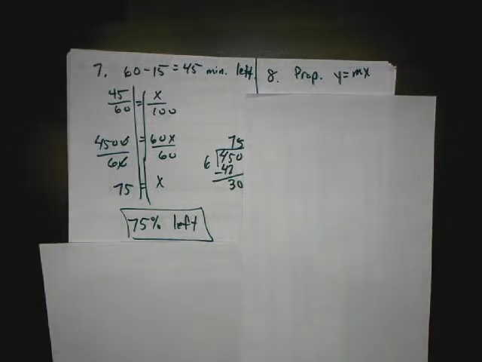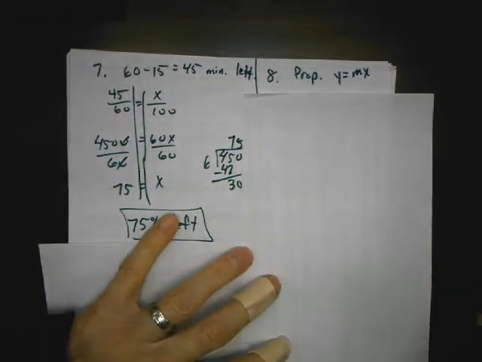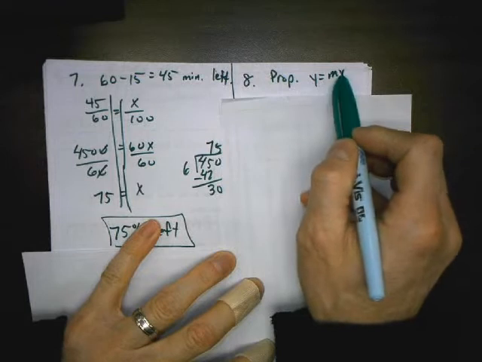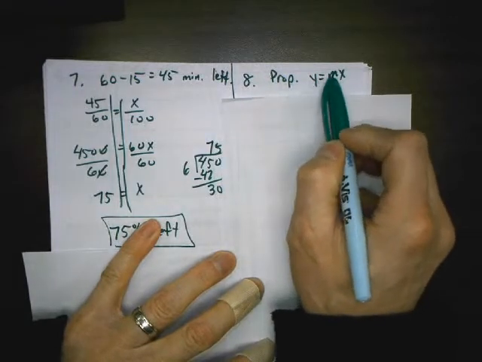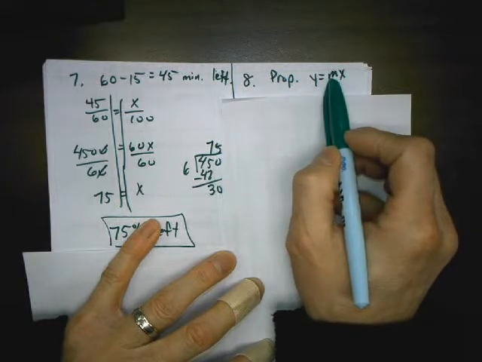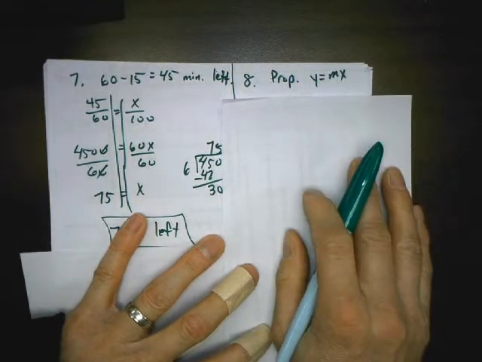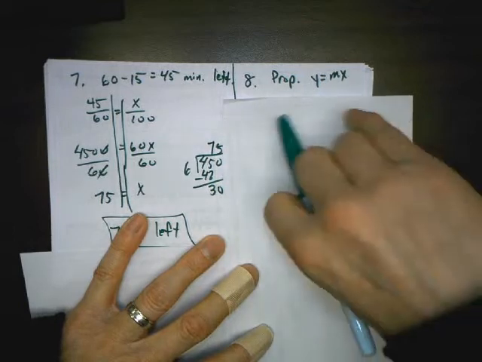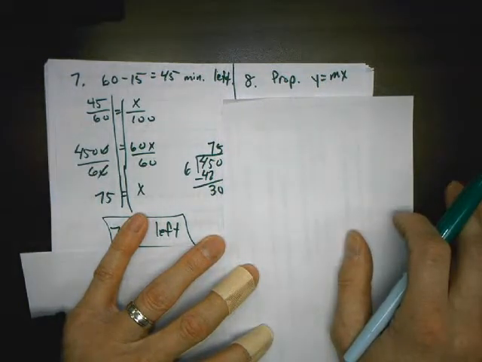Number 8, we have a proportional relationship. All proportional relationships have the same equation: y equals slope times x, or y equals constant of proportionality times x, right? So the way we get that number that goes in front of x is we just take a point and put y over x. That's the rate of change.